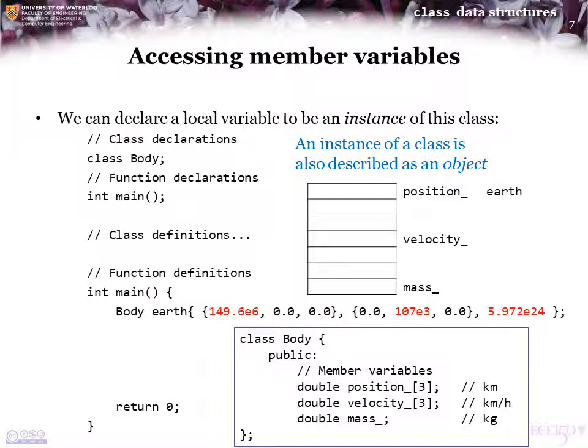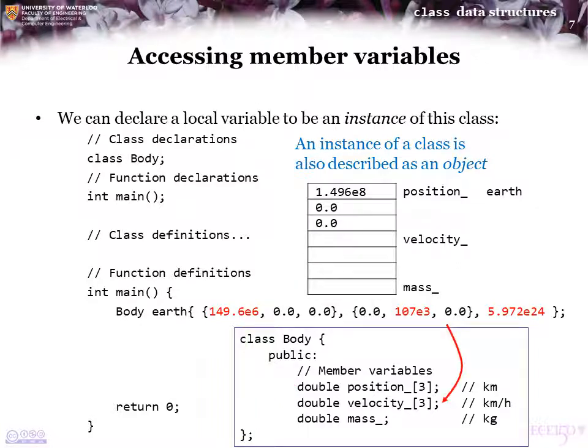Again, the member variables will be initialized in the order that they are declared in the class definition. So first we see the first initialization value is an array of 3 entries, and that will initialize the first array, the position. So those 3 double literals will be copied to that location in memory.